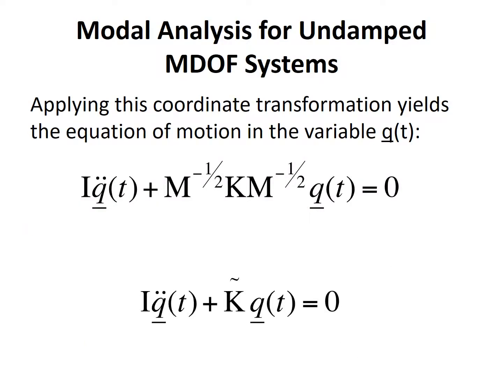The application of this coordinate transformation yields a matrix expression in which an identity matrix pre-multiplies the second derivative term and a transformed stiffness matrix multiplies the term q of t. One way to envision this transformation is that we have mass normalized this system of equations by transforming to a coordinate system in which the mass matrix is the identity matrix. Likewise, the stiffness matrix has been mass normalized since it is pre and post multiplied by the inverse square root of M.